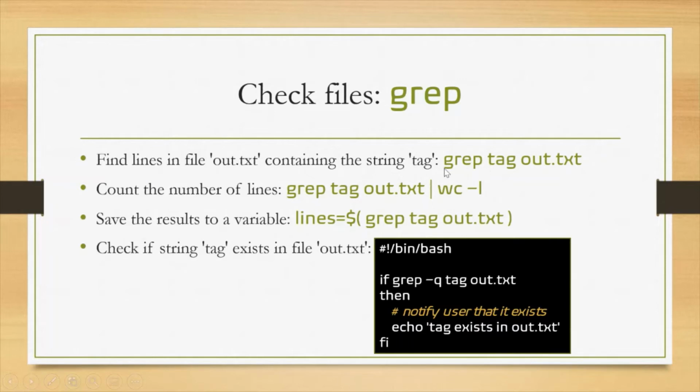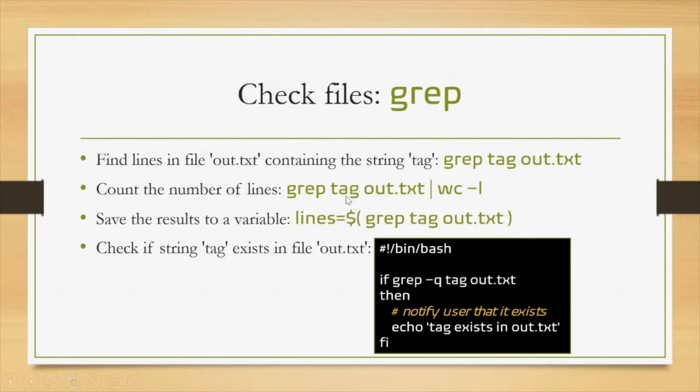So the notation is as such. It's grep followed by the tag, which is the string that we're looking for. Instead of tag, you put whatever string you're looking for, and out.txt, which is the file that you're searching for this string called tag in. Now you can count the number of lines using the notation we just saw by piping this output to wc -l, and this will return the number of lines in out.txt that contain tag.